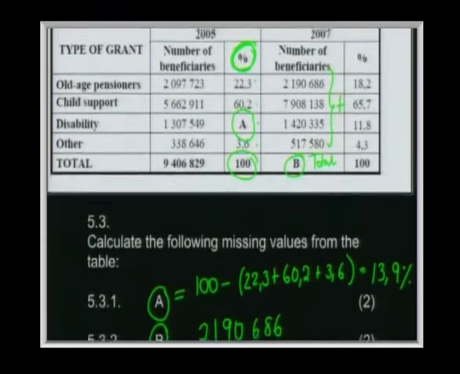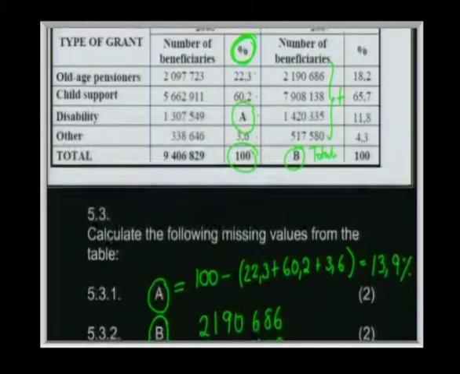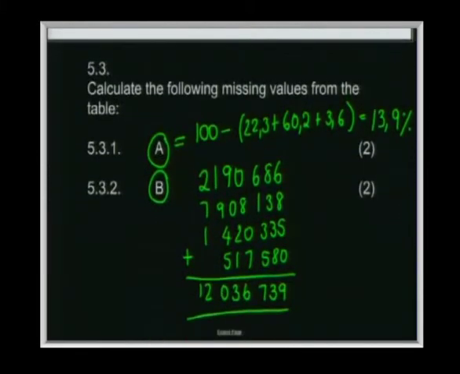And this is the number of beneficiaries. I was just checking that we had the right units. So that's fine. Let's go on to question 5.4.